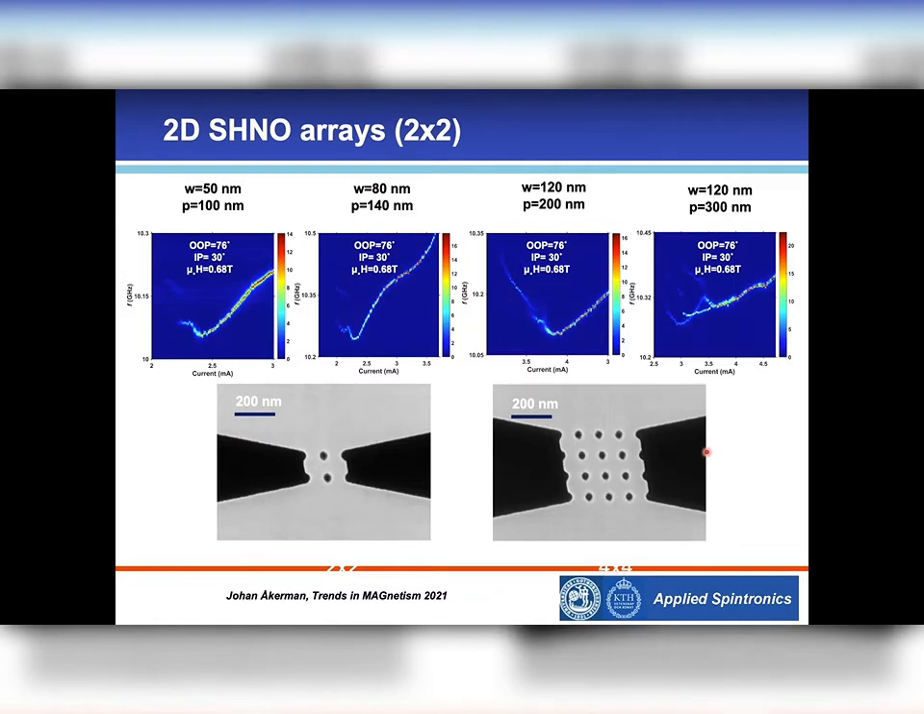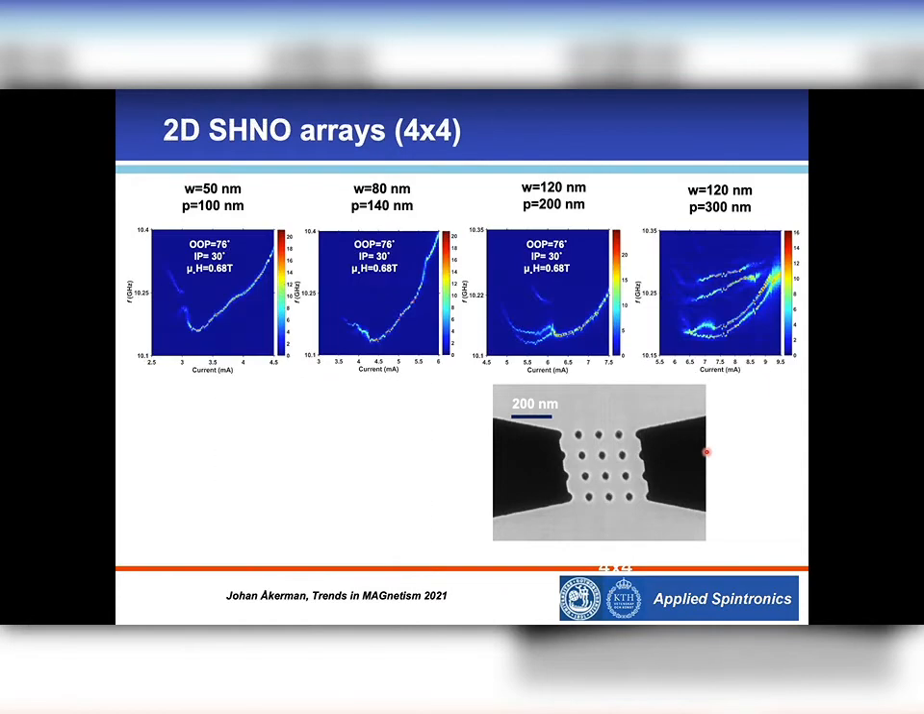Let's now move to the 4x4 arrays. And this is a big step because we're going from 4 oscillators to 16 oscillators. And as we will see, this changes things a bit. So if we go to the smallest separations, we don't see that much difference. Also not at 140 nanometers, but at 200 nanometers, we can clearly see individual signals up until a synchronization event. And if you go to 300 nanometers, there is no such synchronization event at all. Instead, we see 4 very well-defined single signals, but below a certain current, we see even more signals.